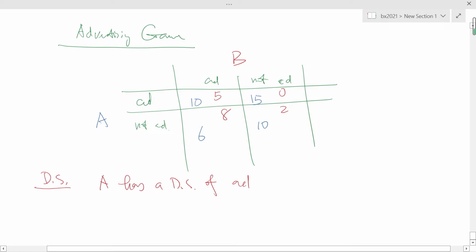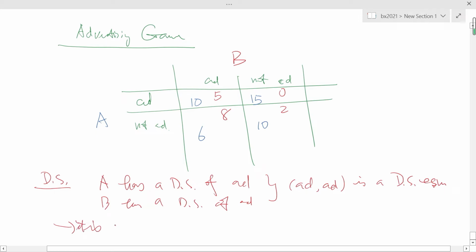For B, if A advertises, B will advertise. If A does not advertise, B will still advertise. So B also has a dominant strategy of advertise. So actually, advertise is a dominant strategy equilibrium. And this dominant strategy equilibrium is also a Nash equilibrium. Okay, we can check this.